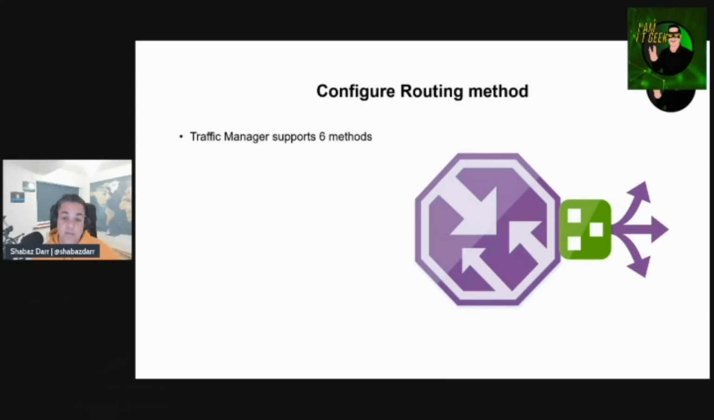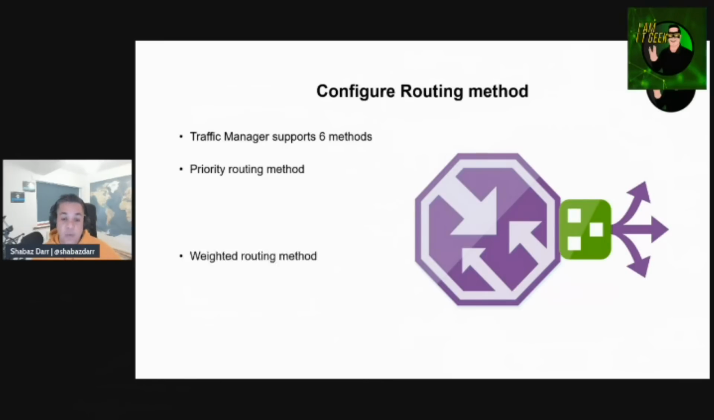The first method is called priority. You select priority routing when you want to have a primary service endpoint for all traffic, and you can provide multiple backup endpoints in case the primary one or one of the back-end endpoints is unavailable.